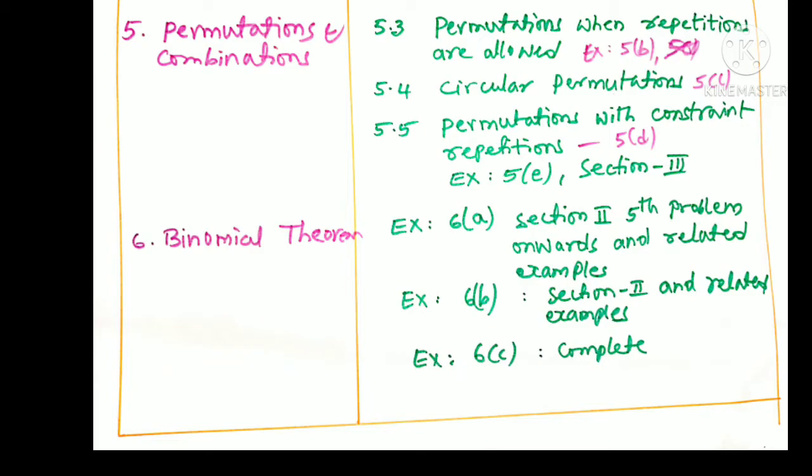We can understand the corresponding examples which depend upon these deleted portions also. You can observe the questions easily. You can understand what the deleted portion is, right? The next chapter is the binomial theorem.